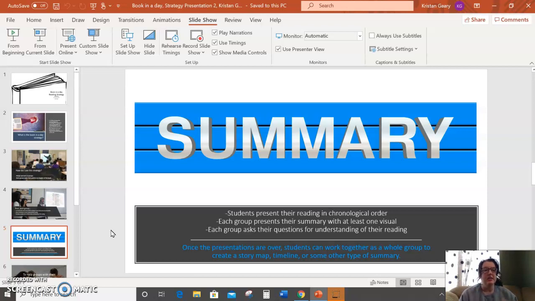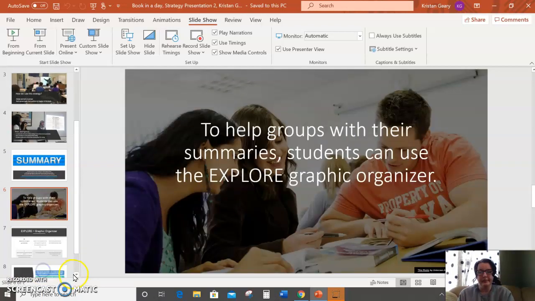And then they present their summary again with at least one visual. This is important for differing learners. And then each group asks their questions for understanding of their reading, because again, we want to make sure that students are absorbing and understanding this material as if they had read it themselves. Once the presentations are over, students can work together as a whole group to create a story map, a timeline, even with Post-its or some other type of summary that perhaps your classroom already uses.